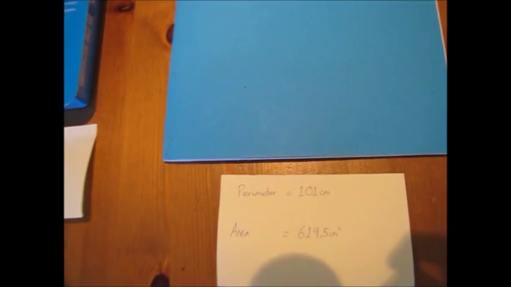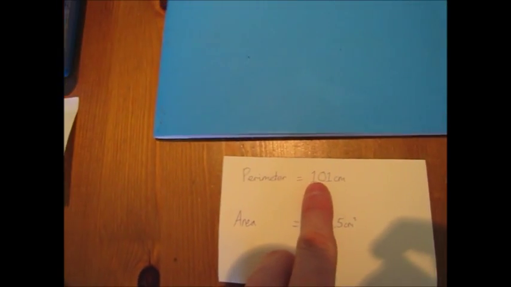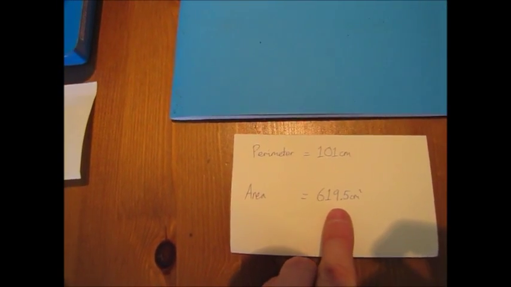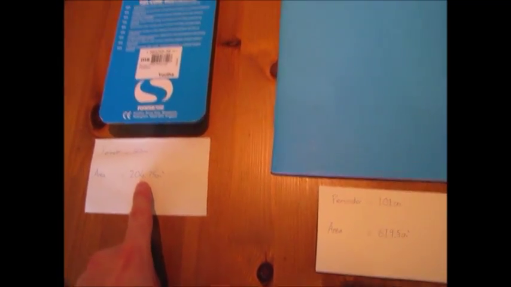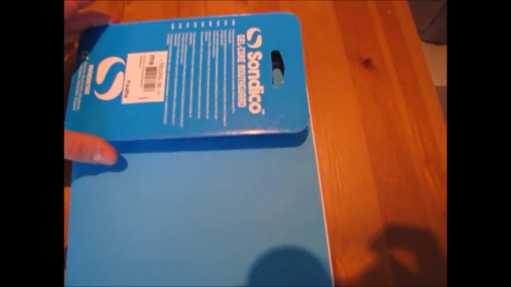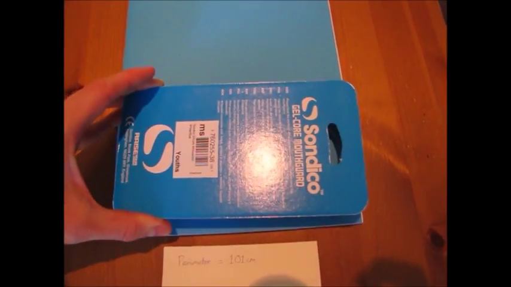And then last but not least, we go to the exercise book. Well, that just absolutely thrashed everything. So the perimeter was 101 centimeters, and the area, wow, look at that, that was over 3 times the amount of this one. So you should be able to get 3 of those in. Yeah, yes, you can. So it's got a lot more area.